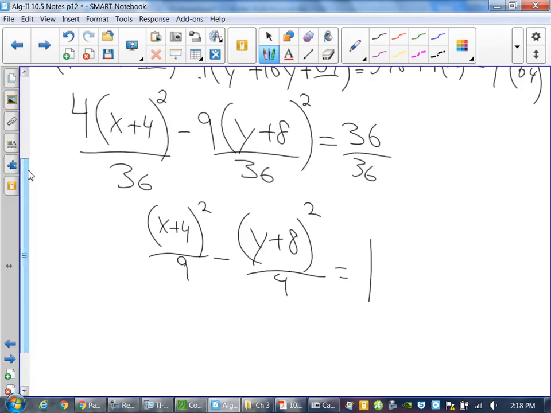What shape is that? It's a hyperbola. And what direction is it going? If you don't know, look at your calculator, it's going to tell you. It's going left and right. X is first, so it's going left and right. Then we go ahead and graph and label it. That's the easy part.